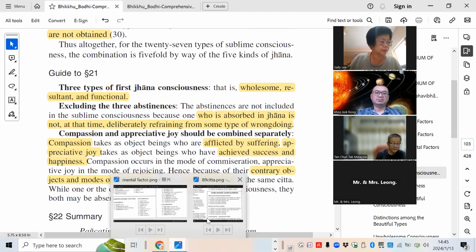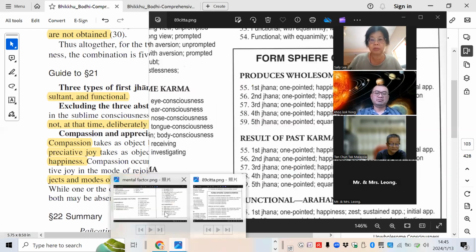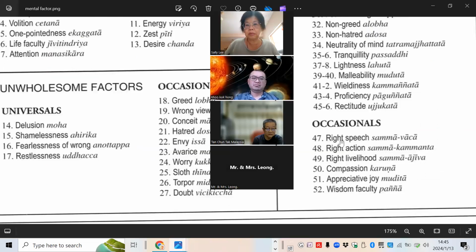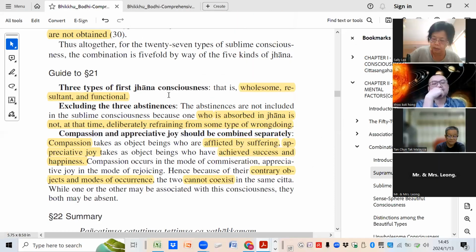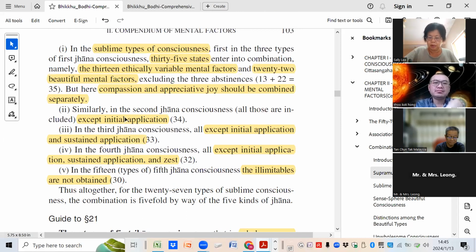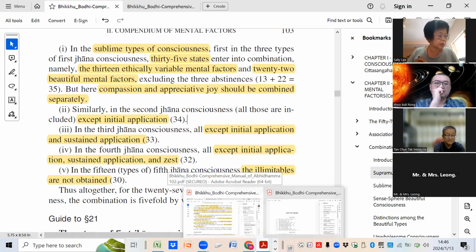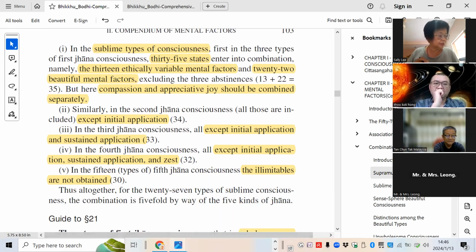What are the 3 abstinences? Class, here are the 3 abstinences: right speech, right action, right livelihood. You have to exclude all of them. Then take a look again. Here we get all the Abhidhamma already. Then we come to the second jhana, you see, 34. Why? Because from 35 we minus 1. Elena, just now you did the calculation because we exclude the initial application, like here, see or not?